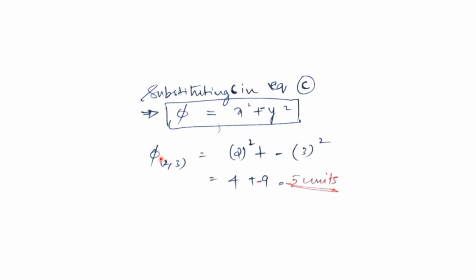Now substituting for the point 2, 3. You know the value of x is equal to 2, and y is equal to 3. So start substituting that. X square you will get as 4, and 3 square you will get as 9. So substituting that, you will get the value as 5 units.